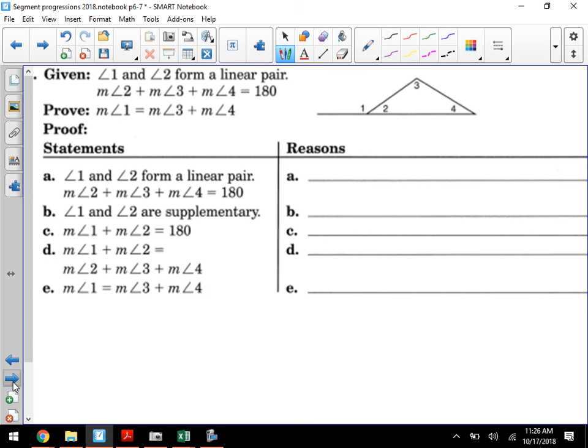But to start out with, why are angles 1 and 2 a linear pair, and angle 2 plus angle 3 plus angle 4 equal 180? Given. Okay. These two steps were given. Now, this step, part B, is erroneous. We don't need it. It's not erroneous.